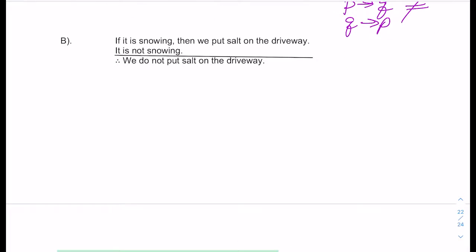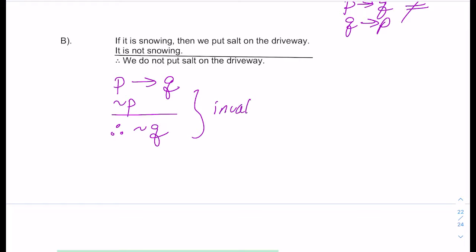And the last example is, if it is snowing, then we put salt on the driveway. It is not snowing. Therefore, we do not put salt on the driveway. So if I convert this, the first conditional statement is going to be if P then Q. It's not snowing. That's not P. Therefore, what's my conclusion? Not Q. If you said this is an invalid argument, you would also be correct. This is known as the fallacy of the inverse.